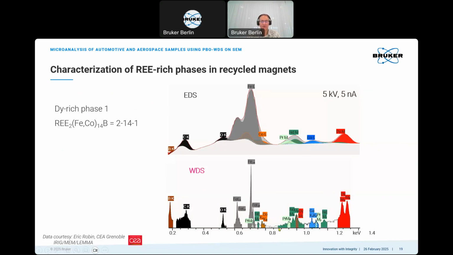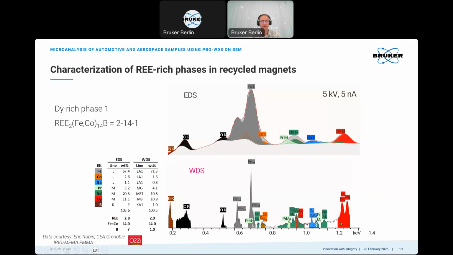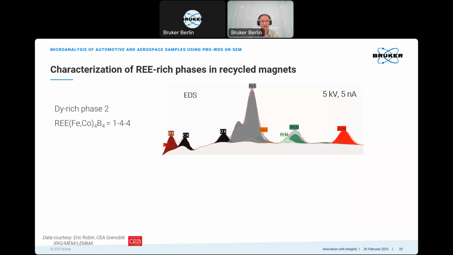Here we have L energy lines, and we can find separate lines for the iron, for the cobalt, for the praseodymium, neodymium, for the dysprosium, and analysis is much more reliable, and we get better data, better sums, and better ratios of the composition of the rare earth elements and the metals, and we can also well determine the boron content. So here the WDS is of advantage.